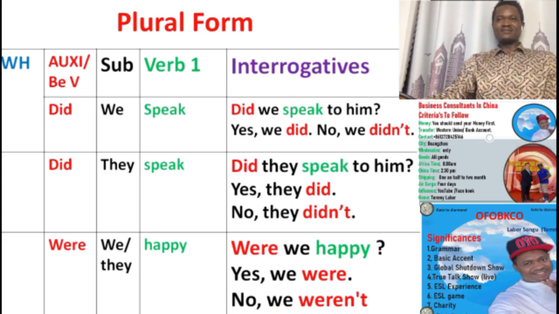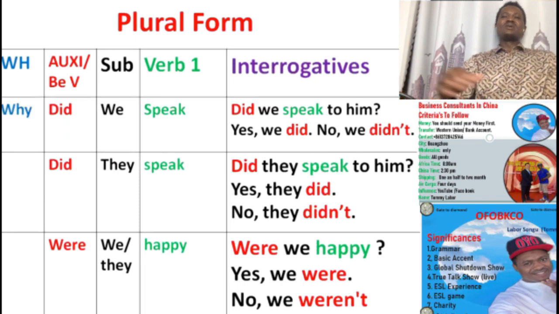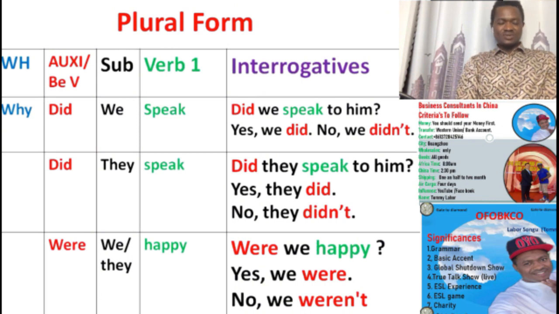Let's go to the double question. This is the auxiliary verb, the yes and no question. So now let's use the double question. So the double question is going to be what? Why did we speak to him? That is the double question.